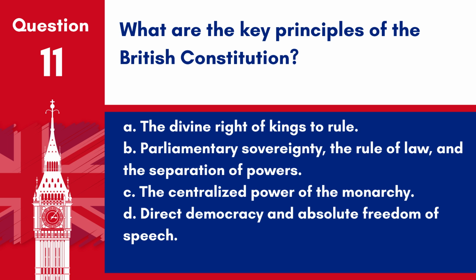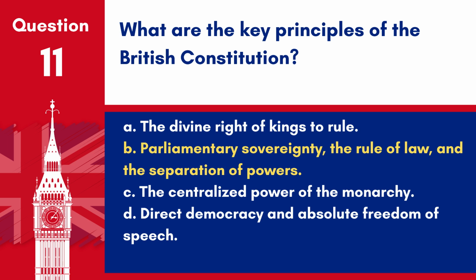A. The divine right of kings to rule. B. Parliamentary sovereignty, the rule of law, and the separation of powers. C. The centralized power of the monarchy. D. Direct democracy and absolute freedom of speech. Answer: B. Parliamentary sovereignty, the rule of law, and the separation of powers.